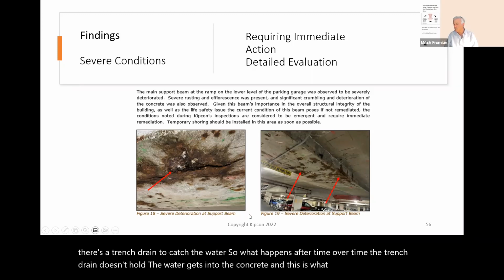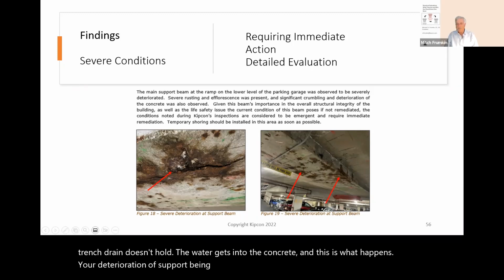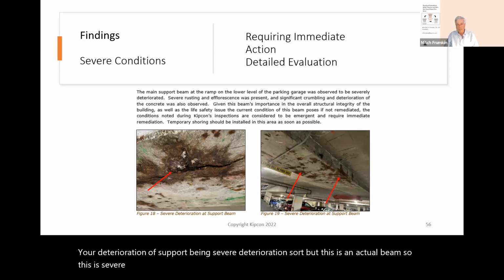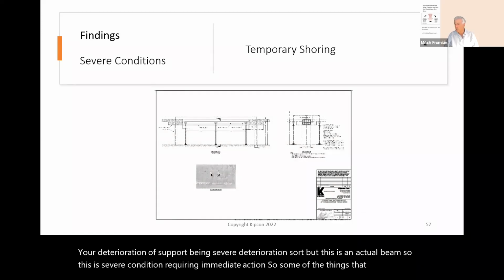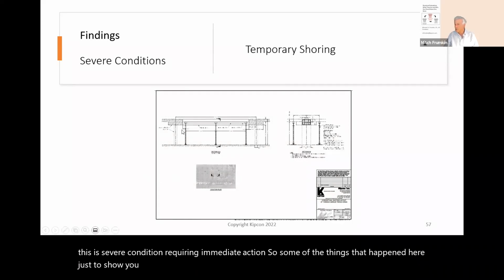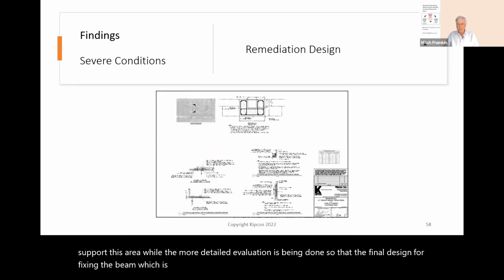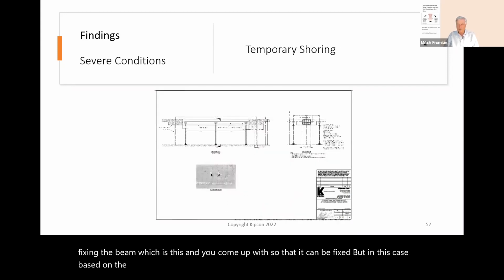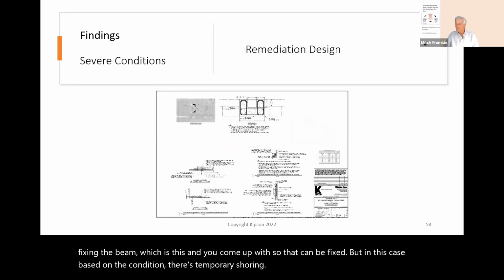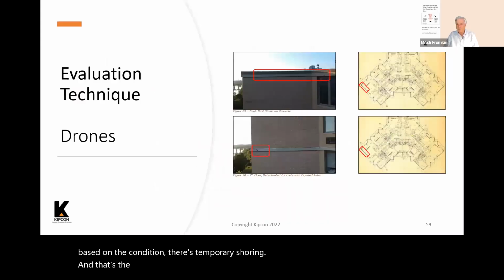Severe deterioration at support beam, but this is an actual beam. So this is a severe condition requiring immediate action. Some of the things that happened here, just to show you, is this is temporary shoring. We did a design for temporary shoring to support this area while the more detailed evaluation is being done, so that the final design for fixing the beam can be developed. But in this case, based on the condition, there's temporary shoring, and that's the remediation design to fix it.